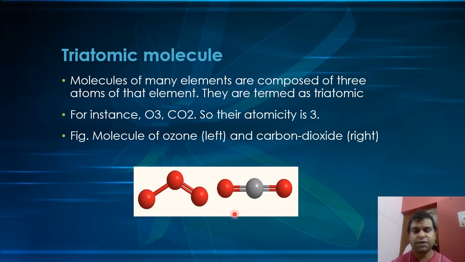So this is how it would look. This would be a representation of an ozone molecule. You see all 3 red balls, which symbolize 3 oxygen atoms. In this case, you see 2 red balls that symbolize the oxygen atoms, and the one in gray in between represents the carbon atom. As we see in carbon dioxide, there's 1 atom of carbon and 2 atoms of oxygen that combine to form carbon dioxide. In both cases, there are 3 atoms. Hence, their atomicity is 3.